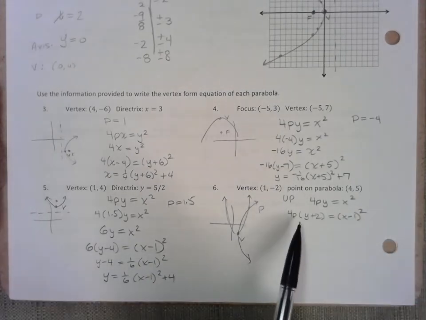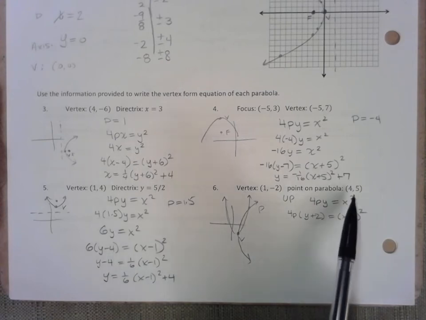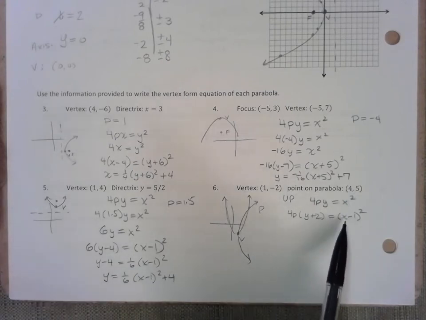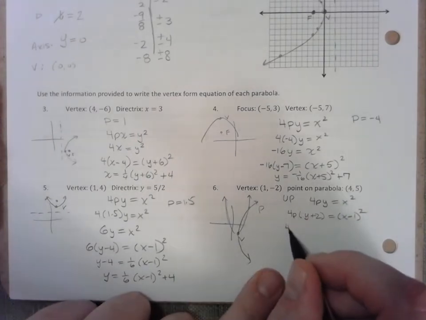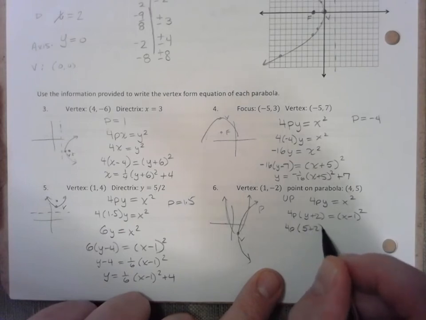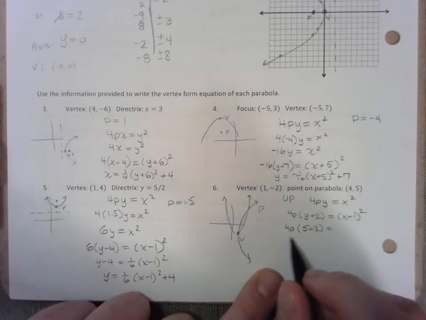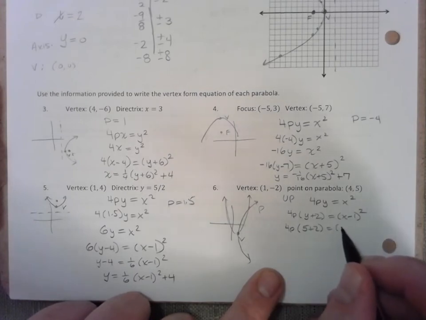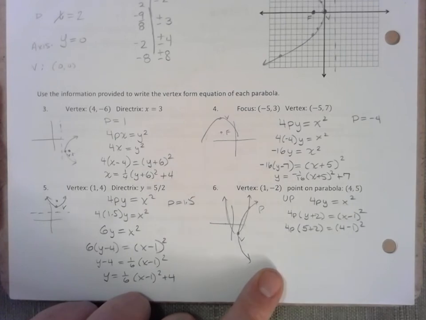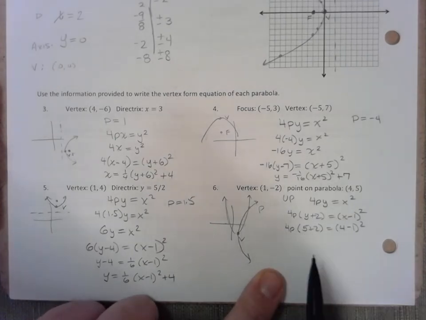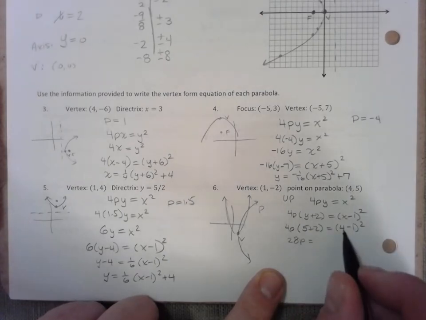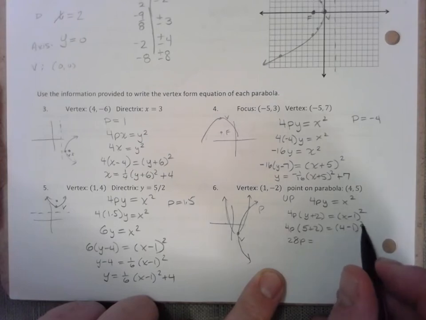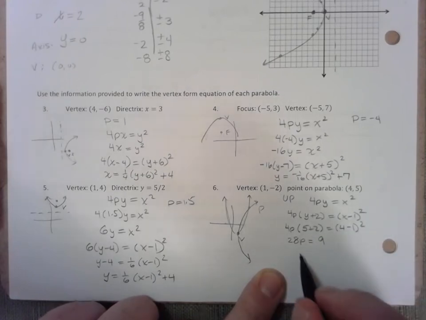All right, if I need to find the value of p, the only other thing that I have is an x and a y coordinate of the point. I am able to substitute the x and the y coordinate to identify our value of p. 4p times the quantity 5 plus 2. I think I said equals, it doesn't make sense. But that equals 4 minus 1 squared. Let's do some simple math. 2 more than 5 is 7, times 4 is 28, so 28p equals 4 minus 1 is 3. 3 squared is 9. That gives you a p-value of 9 over 28.